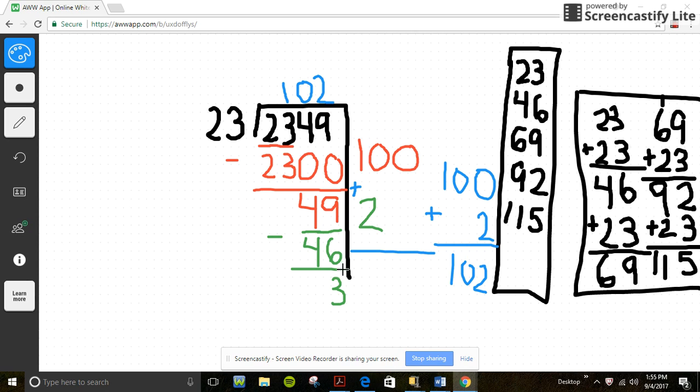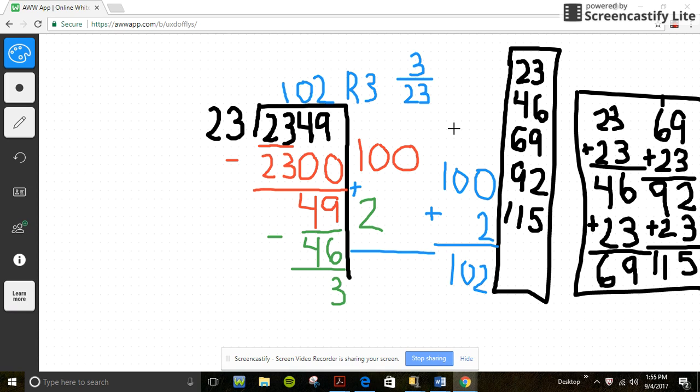Now, a way to write what's left over down here, the 3, is you can write an R, which stands for remainder, which means that is what's left over, and we can put a 3 there. Or another option that we have is we can actually take the number 3, which is what's left over, and put it over our divisor, which is 23. So there are two different ways to do it.